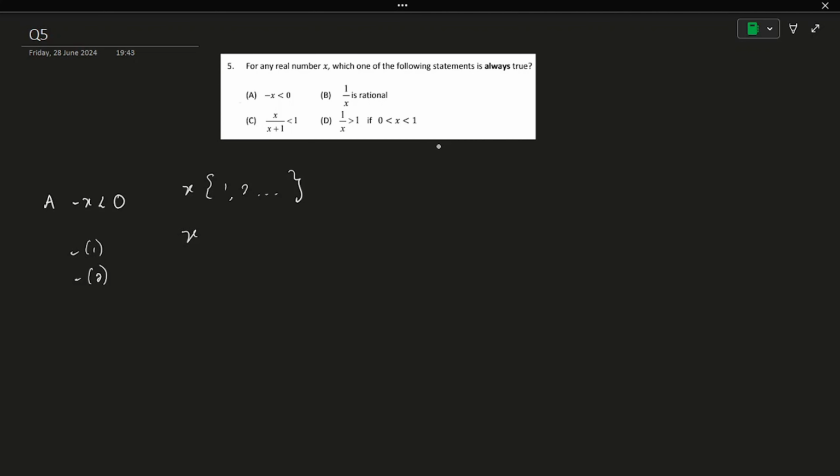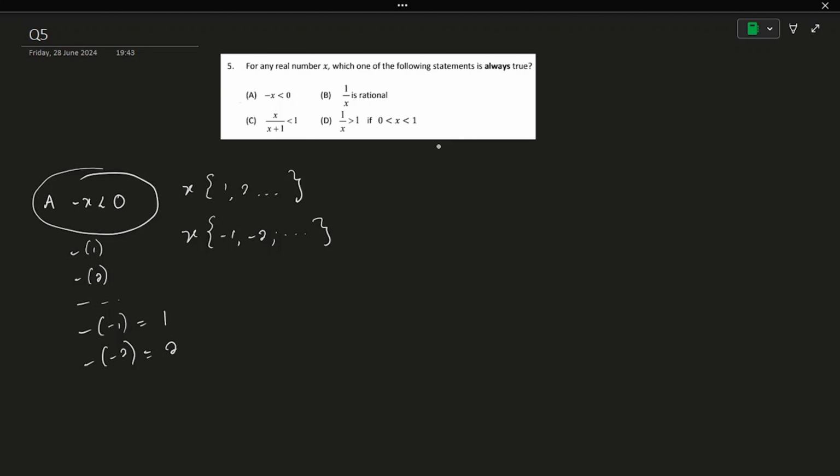But what if x was a set of negatives? In this case, negative 1, negative 2, up to negative infinity. In other words, we were going to have negative 1, which is positive 1, and positive 1 is greater than 0. And if we were to have negative 2, we would get 2. 2 is greater than 0. So it means A is not always true, because we found some x values where x is false, right?